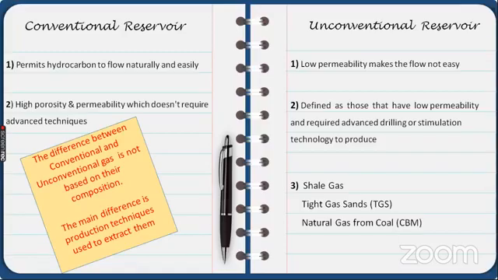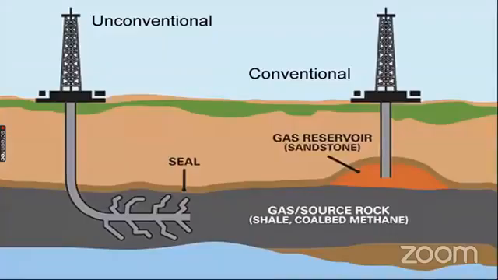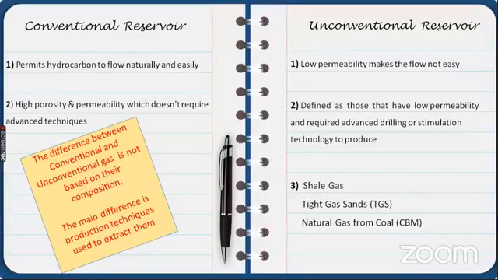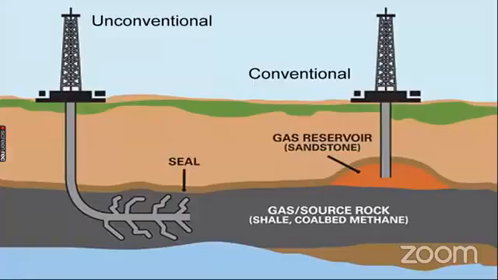Well, shale gas has an unconventional reservoir. In other words, low permeability, which will require stimulation to produce. On the other hand, natural gas has a conventional reservoir, high permeability, and is easier to produce due to the effect of the relatively high permeability. Next, please.